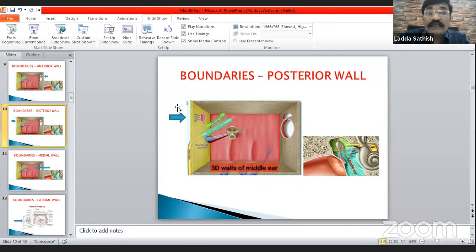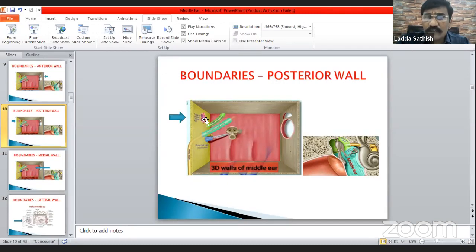So the posterior wall of the middle ear again has communication. Anteriorly there is one communication with the nasopharynx, and posteriorly it has communication with the mastoid air cells, and that communication is by means of a part which is called the aditus to the mastoid antrum. So this is the communication with the posterior wall.